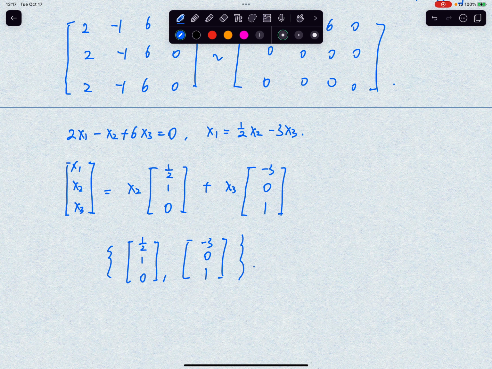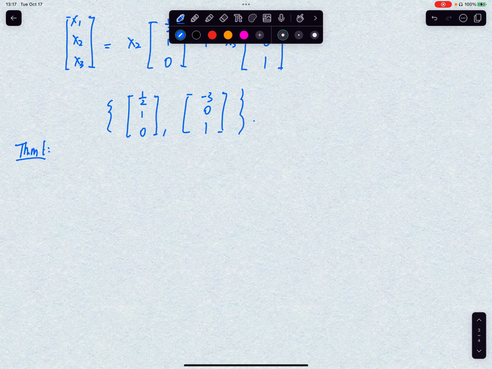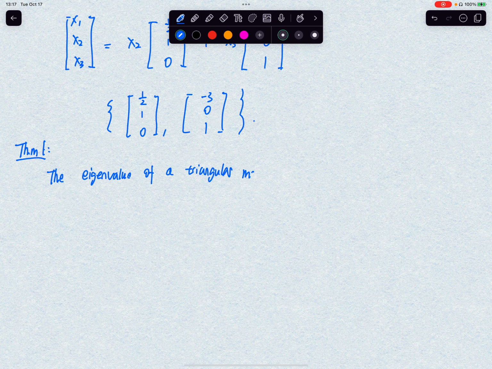So this gives us the first result of this lecture, that is, the eigenvalues of a triangular matrix are the entries of the main diagonal.